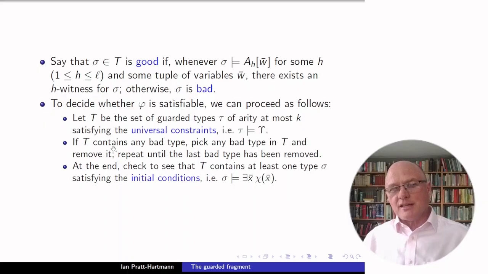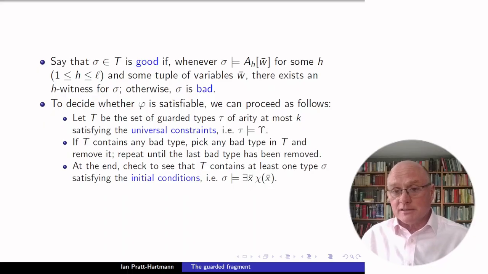Now, if T contains any bad type, that is a type for which there's a tuple satisfying a guard for a witness requirement and no witness for that tuple, then we will chuck it out. So if T contains any bad type, pick some bad type and throw it away. Now keep going, continually checking to see if there are any bad types.